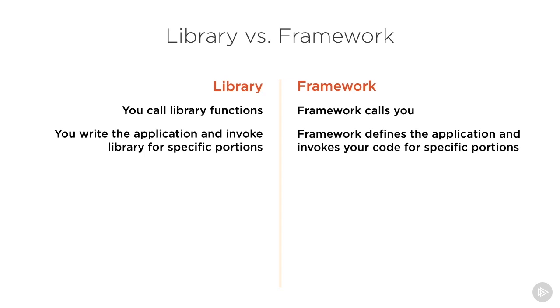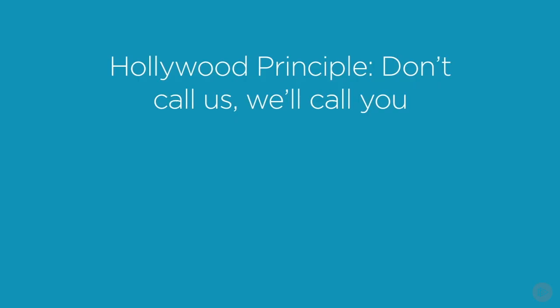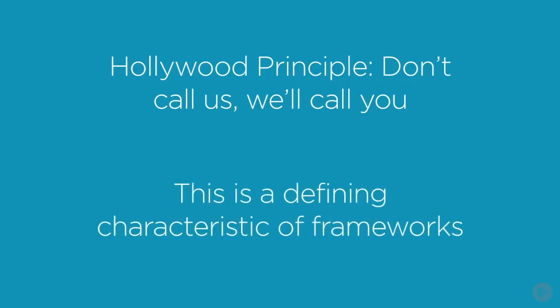In the case of a framework, the framework defines the application. You typically inherit from some kind of base class, override the methods that you're interested in, and the framework will call you at the right points in time to accomplish your job. An easy way to remember how frameworks work is that they follow the Hollywood principle. Don't call us, we'll call you if you're interested. This is a defining characteristic of frameworks.